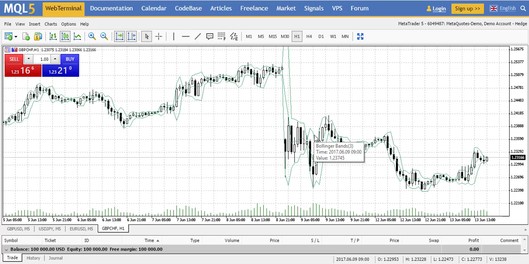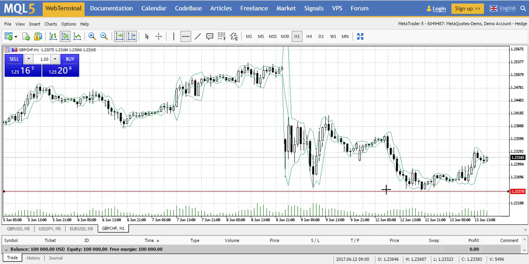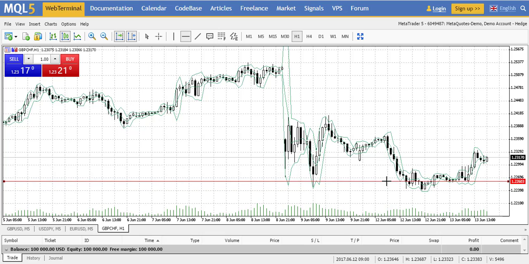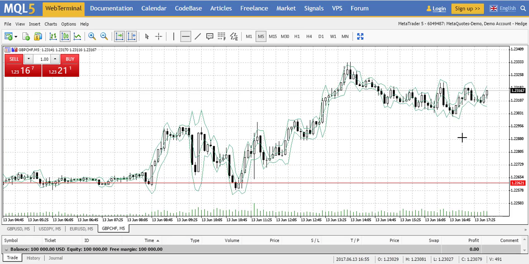In any case, we will move further to another asset. So GBP CHF. I can see that somewhere in here was the support line, and I can't really tell the resistance. That is why we'll move to the 5 minutes chart.